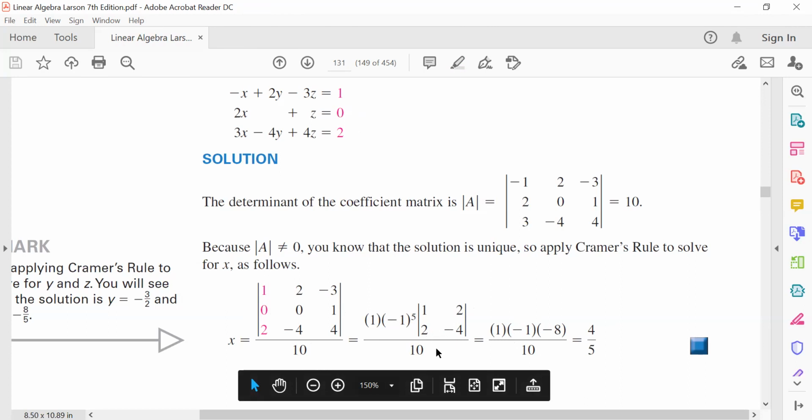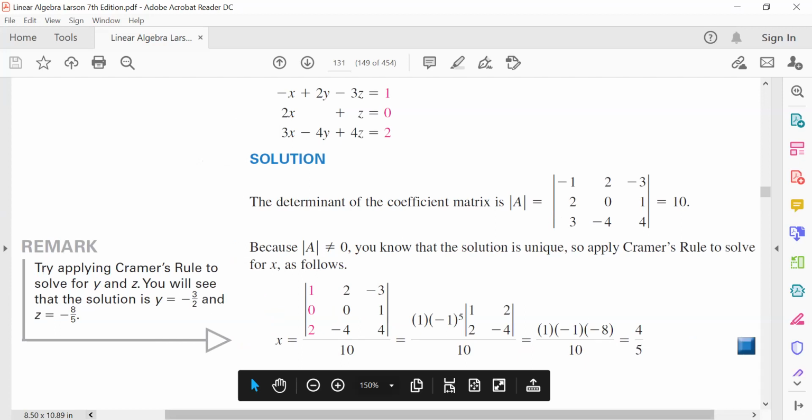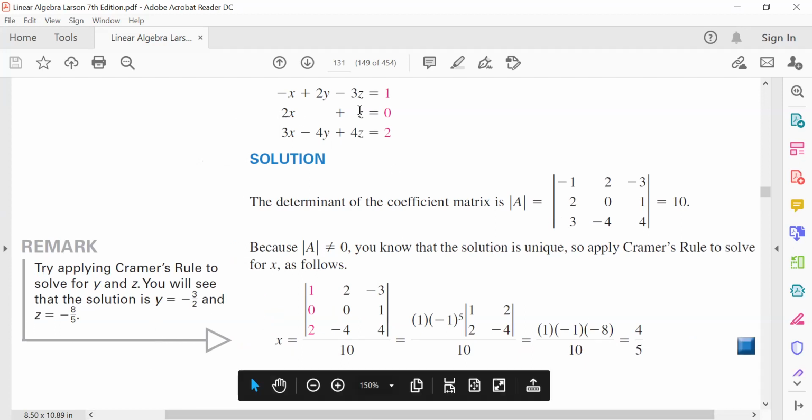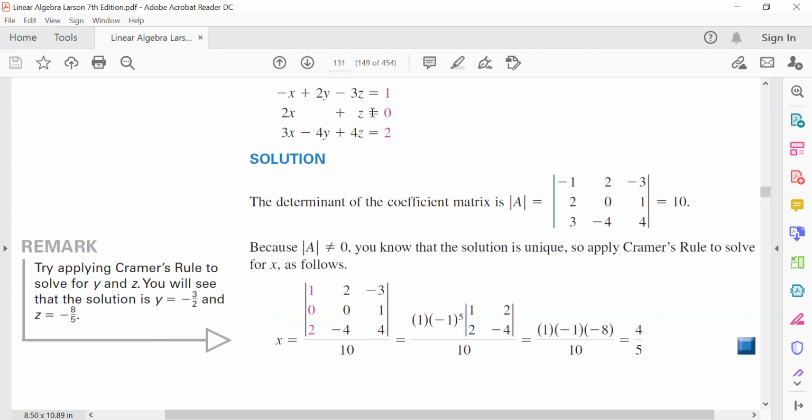This becomes 8 divided by 10, which is all we're doing. You can find the y and the z. By the way, once I know that x is 4/5, I could take this middle equation and very easily see that z is negative 8/5, and then I could take that and back substitute and get y. So that's not a problem.